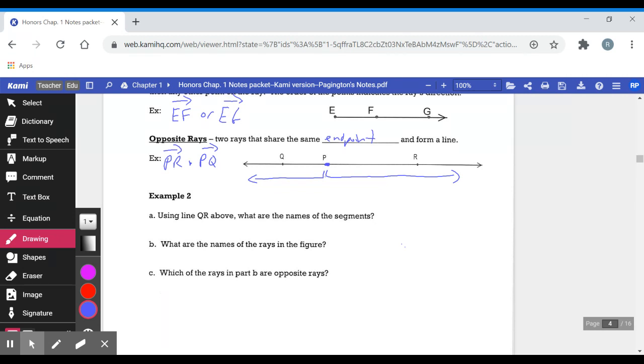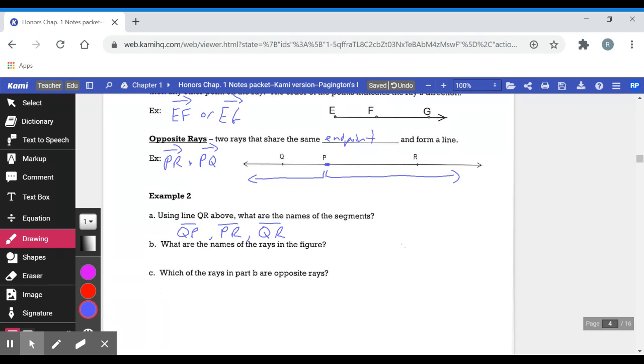Okay, so hopefully you just tried those. Using line QR above, what are the names of the segments? So the segments that you can see in this picture are QP, PR, and sometimes people forget about QR. So don't forget about that one. That is its own segment. Again, they asked for segments, so I didn't put arrows on the end.